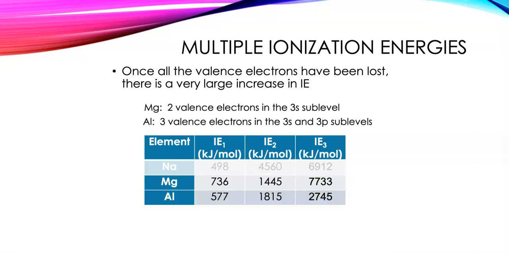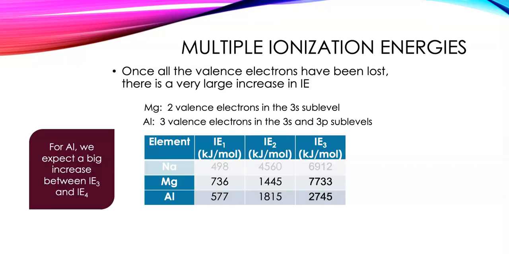Aluminum, we know, has 3 valence electrons. There's one in the 3p sublevel, and then there are 2 in the 3s sublevel. So losing the first valence electron, 577. Okay. Losing the second one, of course, that's an increase. Losing the third one, that's an increase. We would expect to see a very large increase between IE3 and IE4.